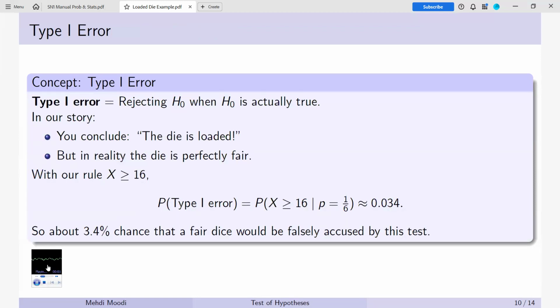Type 1 error is the false alarm. You yell, this die is loaded, even though it was fine all along. Our choice of alpha, like 5%, roughly controls how often that embarrassing situation happens in the long run. You cannot set this risk to 0, because if you do, the probability of type 2 error explodes and you will never catch a cheat.